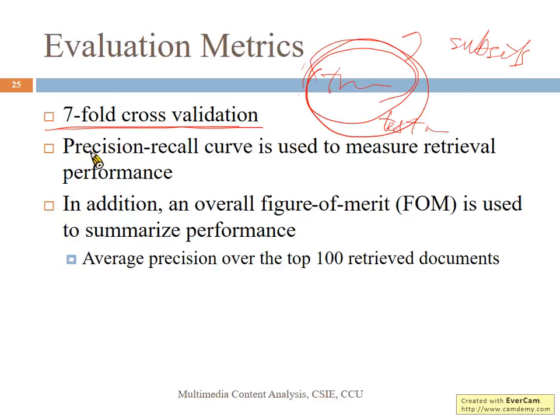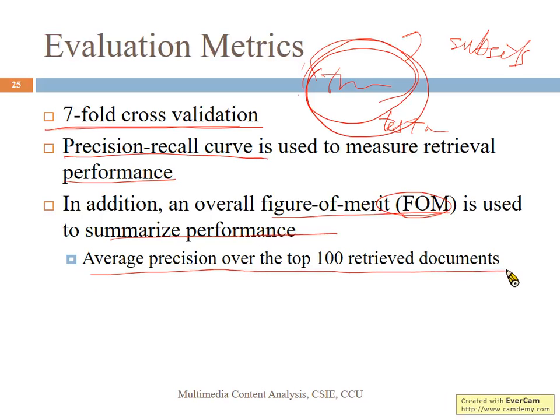Then they use the precision recall curve to measure the retrieval performance. In addition, the overall figure of merit (FOM) is used to summarize the performance. The definition of FOM is the average precision over the top 100 retrieved documents, and we also call it precision at 100.